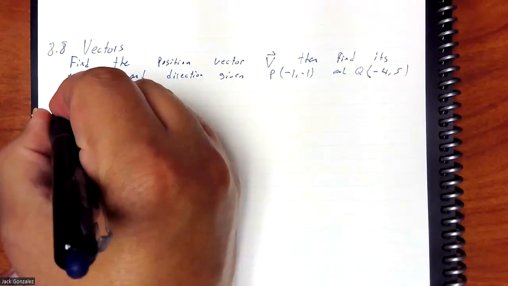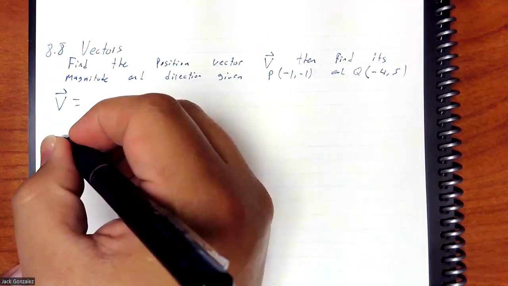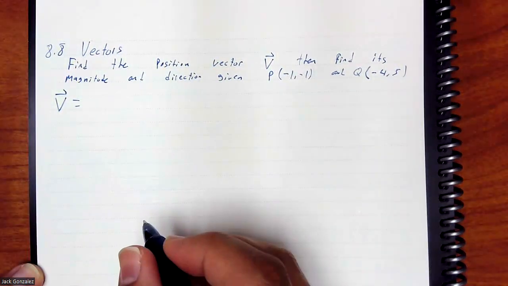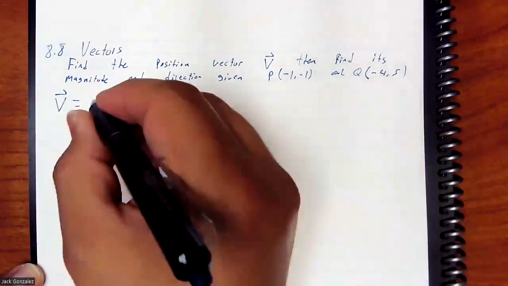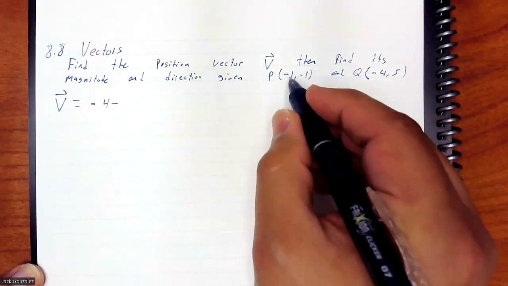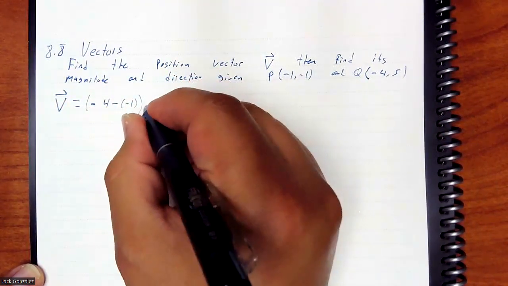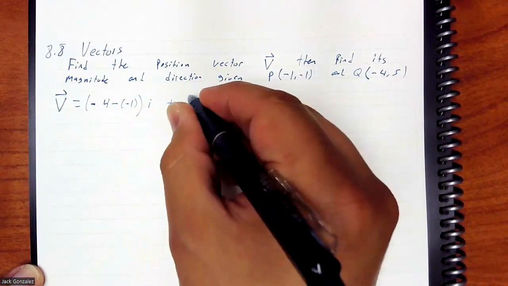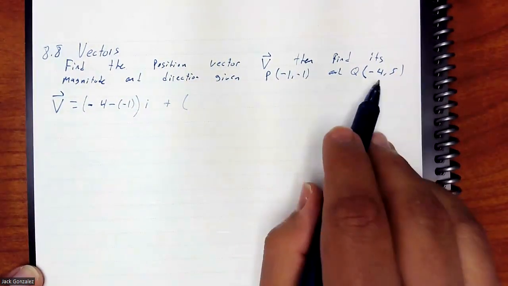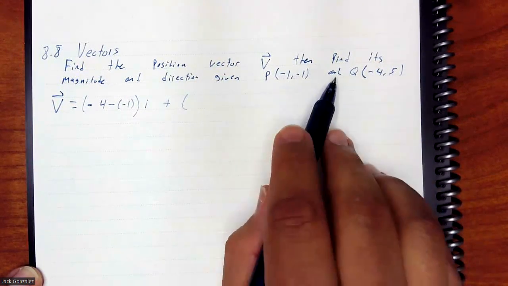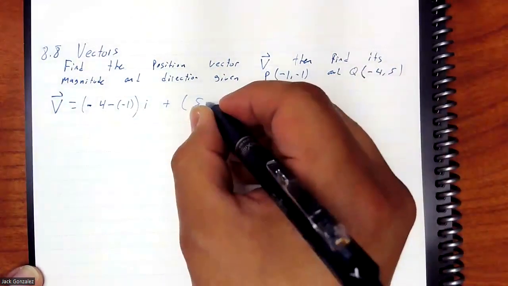So vector V, we said, if you use the ij component notation, you subtract the second point minus the first point. This is the X values, or the i's, so -4 minus this one. And then for the j's, you take the second one minus the first one.